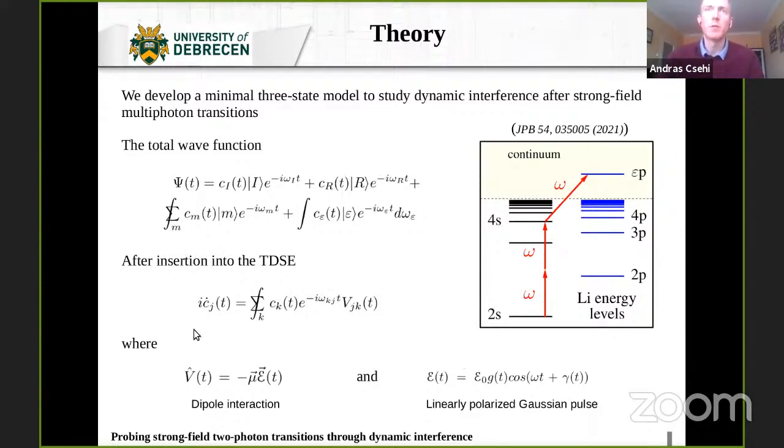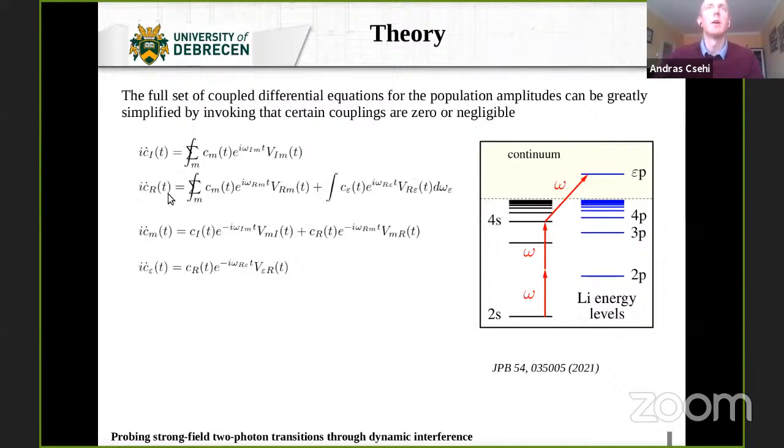So we have this set of equations, which can be difficult to solve because there are many states on the right side, and the same number of coupled equations. So we want to simplify this set of equations as much as possible, keeping the essence of the problem. And one can simplify this by invoking that certain couplings, certain TDMs, are 0, or they can be neglected.